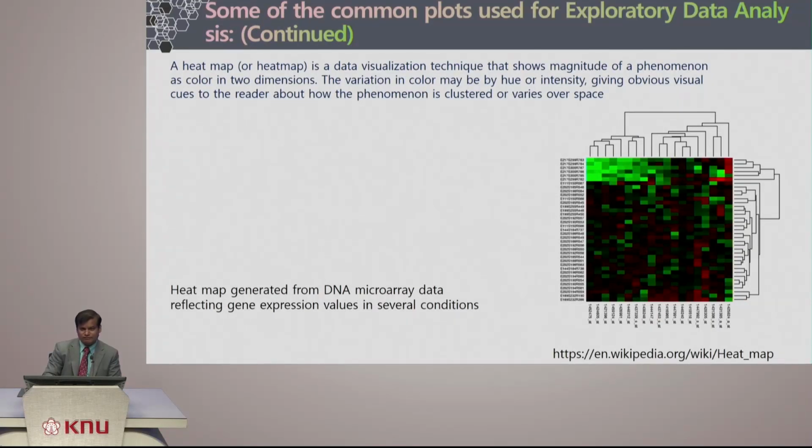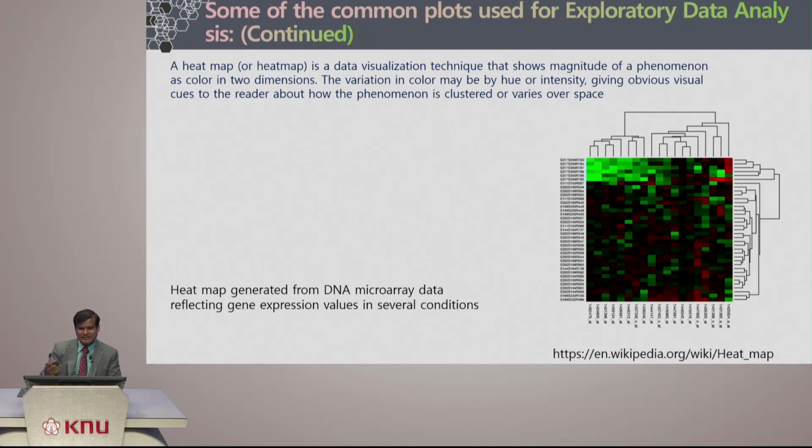Here is a plot called a heat map. As you can see, with the heat map you can visualize clearly what is happening, certain kinds of phenomena visualized by means of certain colors, and the variation of these colors, maybe by hue or intensity, gives obvious visual cues to the readers about how the phenomena are clustered or vary over space.